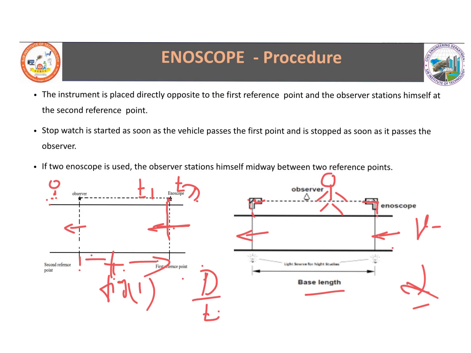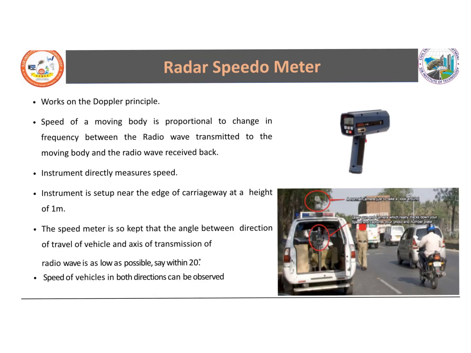So by using the iconoscope method you can eliminate the disadvantages we had in the direct timing procedure, that is, the parallax error can be eliminated. That's the main advantage. The next method is the radar speedometer method.